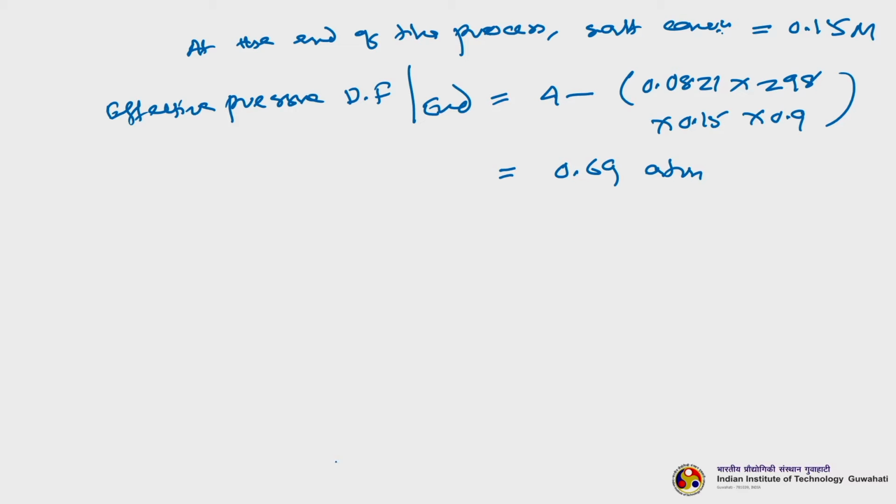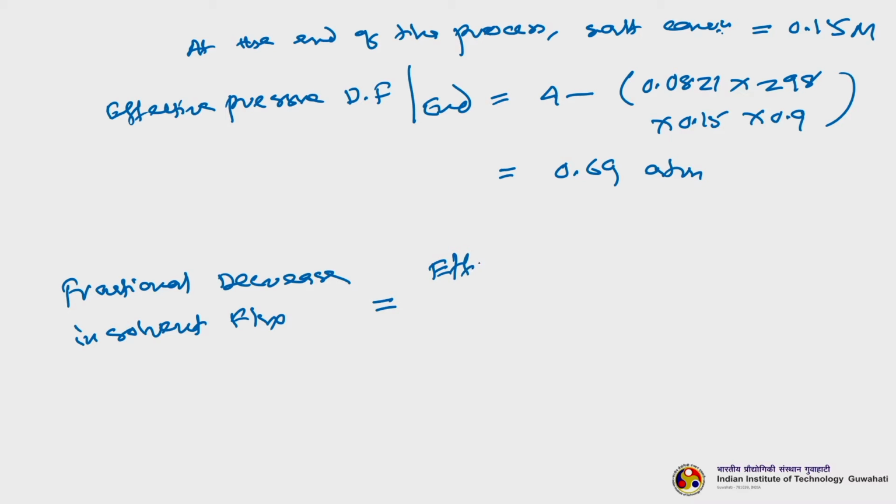Then, as the solvent flux is proportional to the pressure difference, the fractional decrease can be calculated. You have been asked to calculate the fractional decrease in solvent flux. So, we can write this equation: fractional decrease in solvent flux, how much decrease is happening in the solvent flux. That we can calculate from the effective pressure driving force.